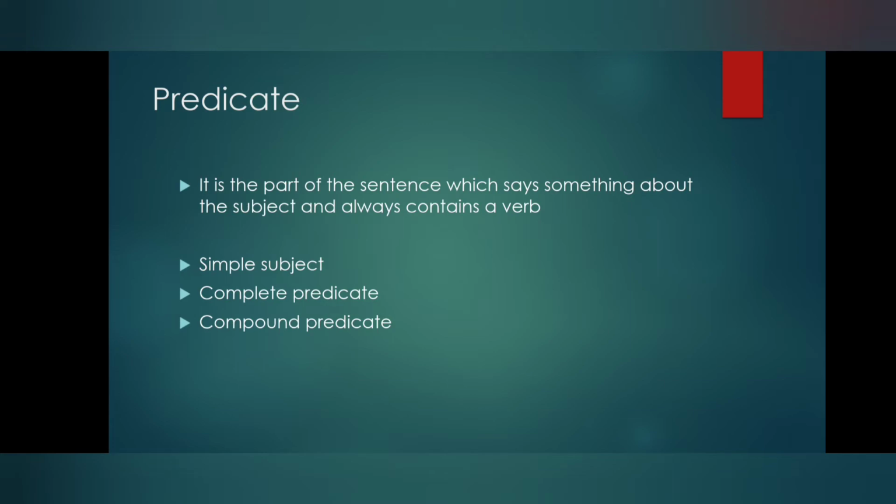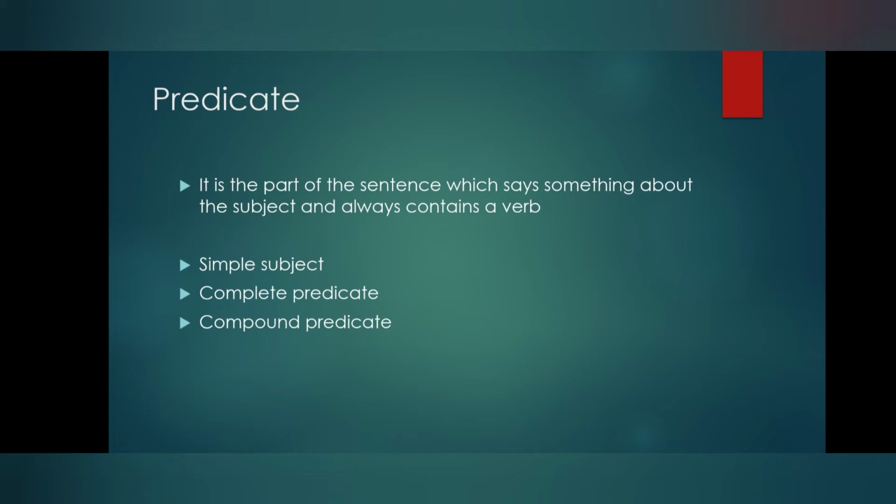For example, the boa constrictor swallowed the whole monkey. In this example, the word swallowed is the simple predicate, the only verb involved. The second is the complete predicate, which includes the main verb and some other words that are modifying the verb. For example, the boa constrictor swallowed the whole monkey. In this example, swallowed the whole monkey is the complete predicate.